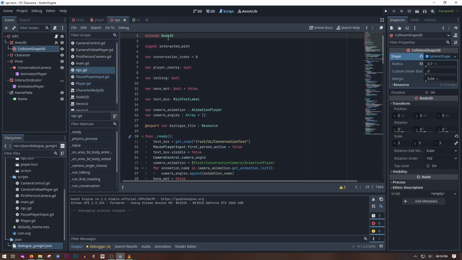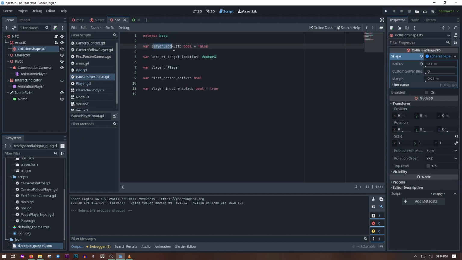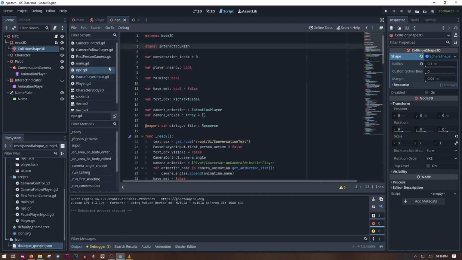Alright. Signal: interacted_with. I don't know too much about signals. I kind of don't really understand them at all. They're like a Godot special thing. And I don't know when you're supposed to use signals as opposed to global things like this. Who knows? But for now, we've got one signal here, interacted_with.